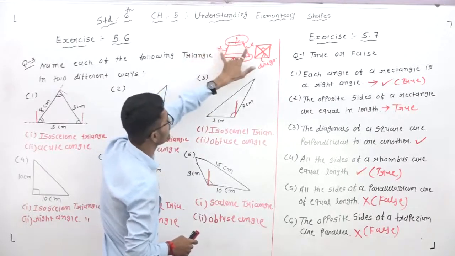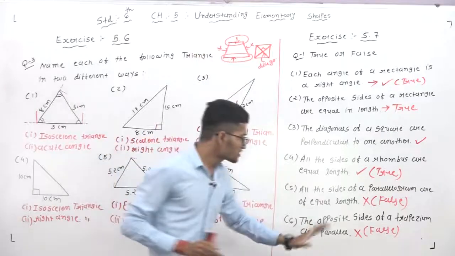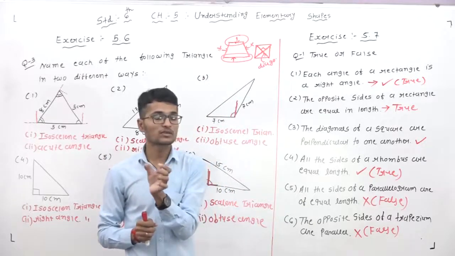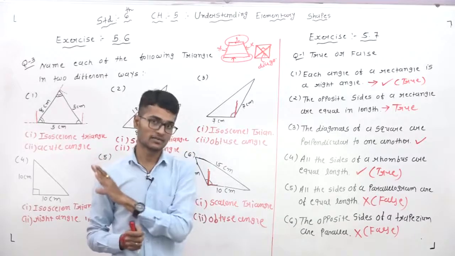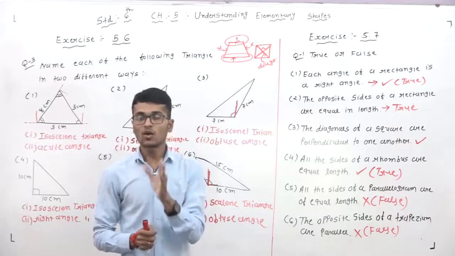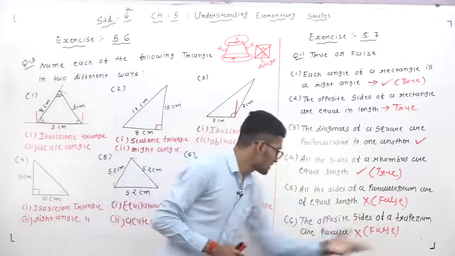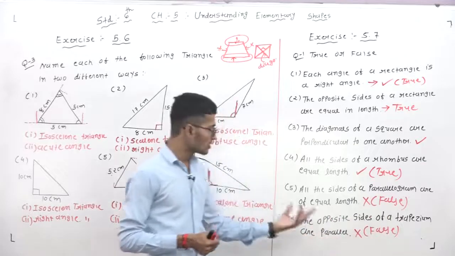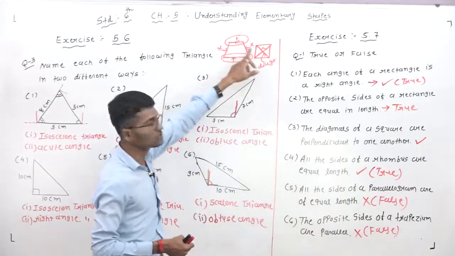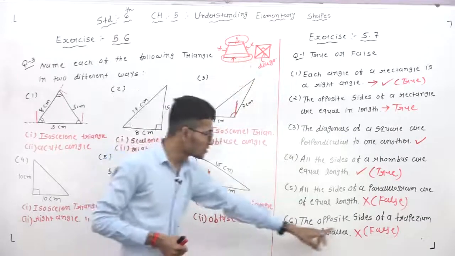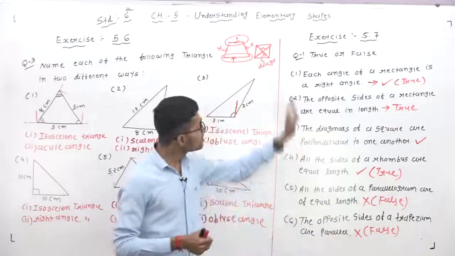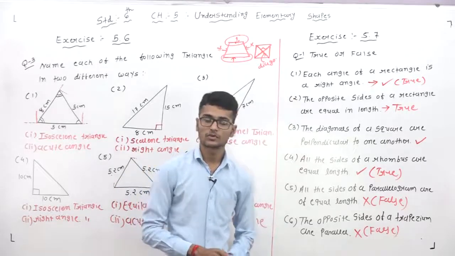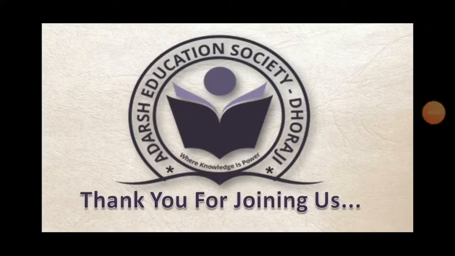In a trapezium these two sides are the same and these two sides are not. But this question is related to one pair of opposite sides. If the statement were that one pair of opposite sides of a trapezium is parallel, then our answer would be right. Here it does not classify which opposite sides, this pair or that pair, so the answer to this question is wrong. So understand, students, exercise 5.7, question number 1, true or false. Clear? Okay. Thank you for joining us.